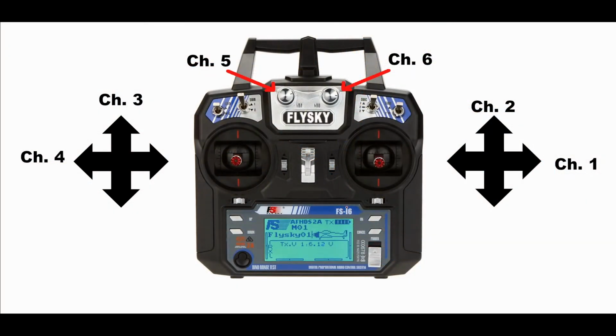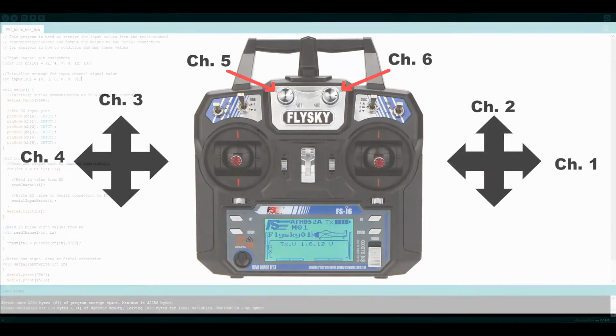Okay, now that that's out of the way, let's take a look at how we're going to map the channels from the transmitter, and then take a look at the code we're going to use. Now here we see a picture of the flight controller and how all of the controls will be mapped. On the right stick, we have channels 1 and 2, with channel 1 being the horizontal and channel 2 being the vertical. On the left stick, we have channel 3 and channel 4, with channel 3 being the vertical and channel 4 being the horizontal. Channels 5 and 6 will be the two knobs at the top.